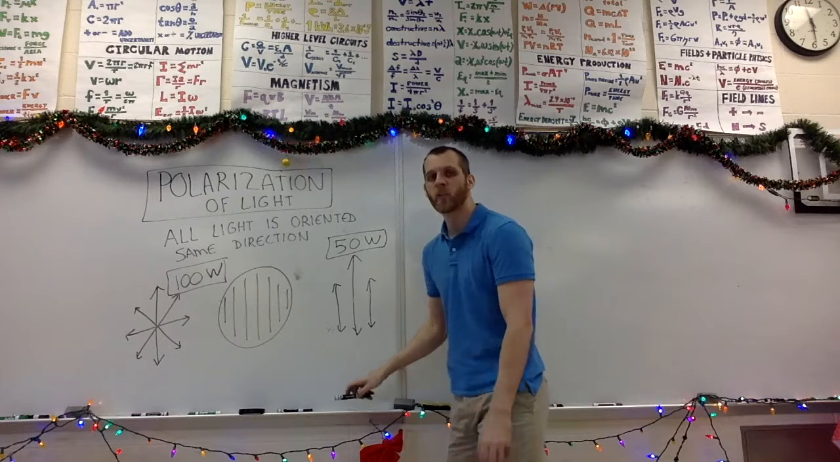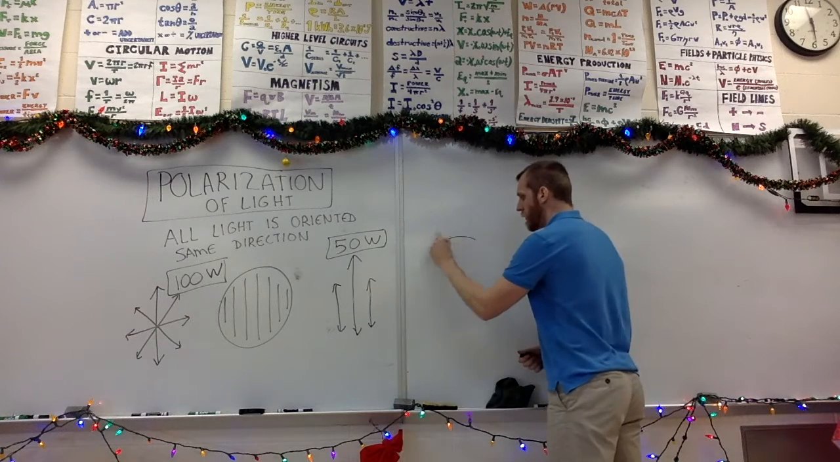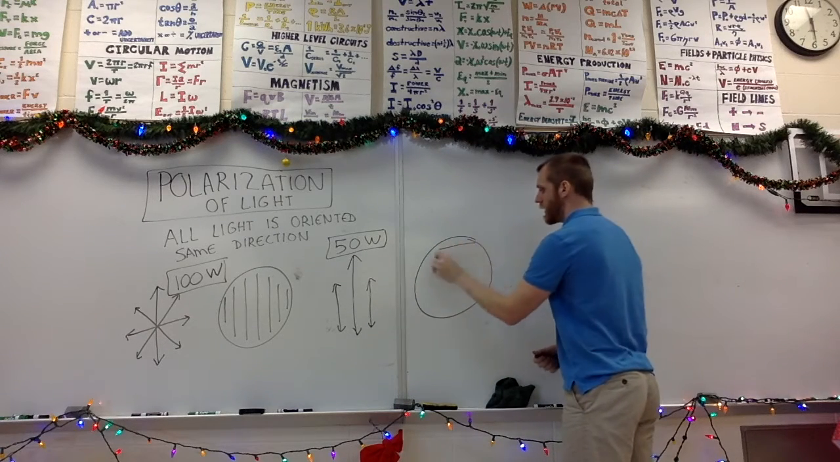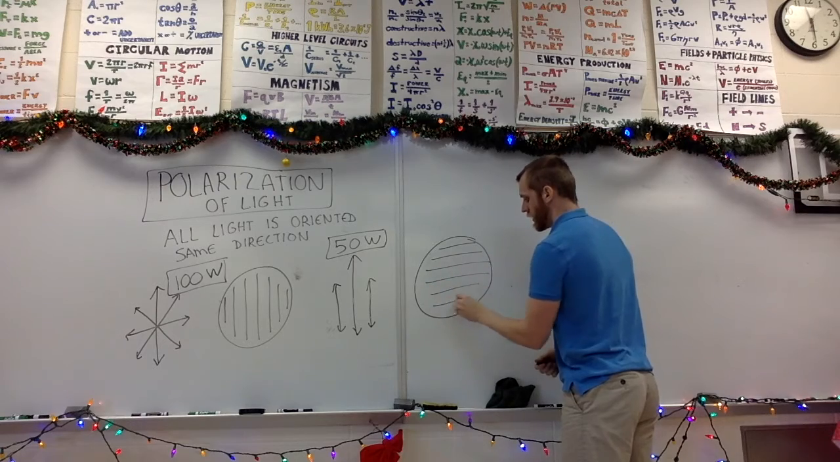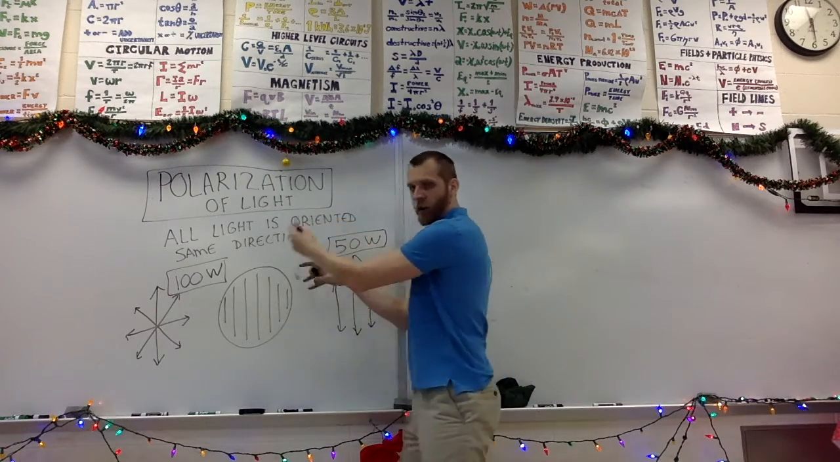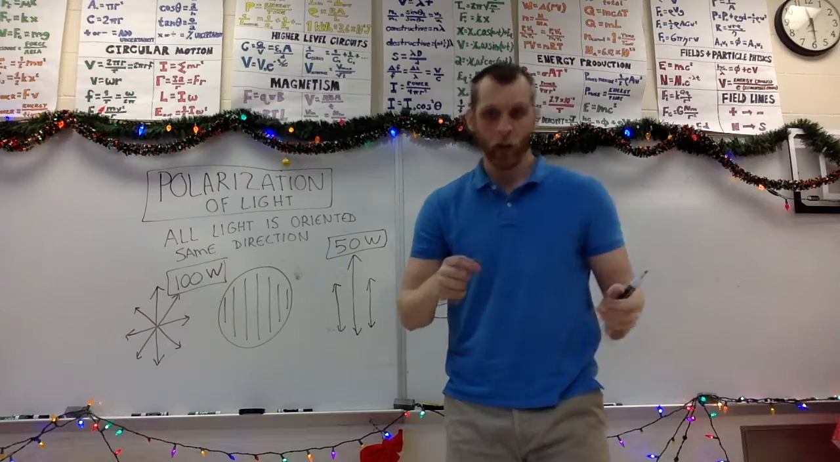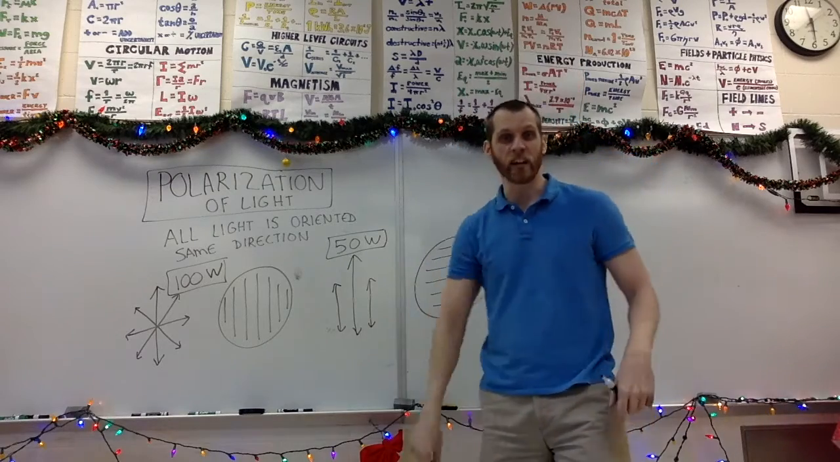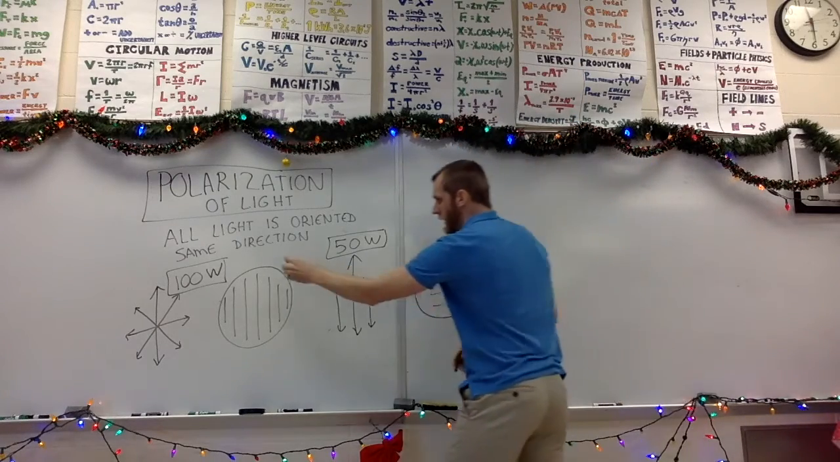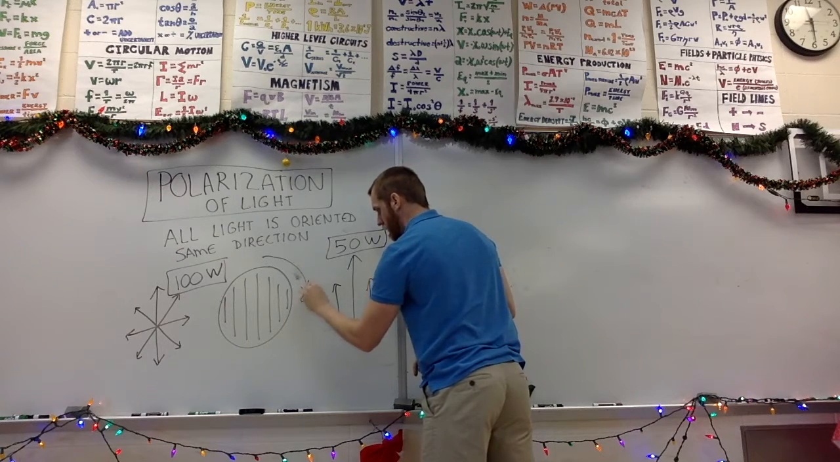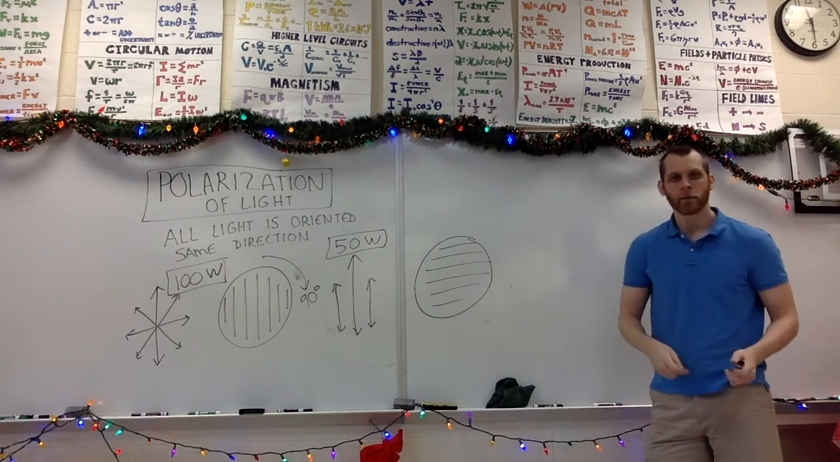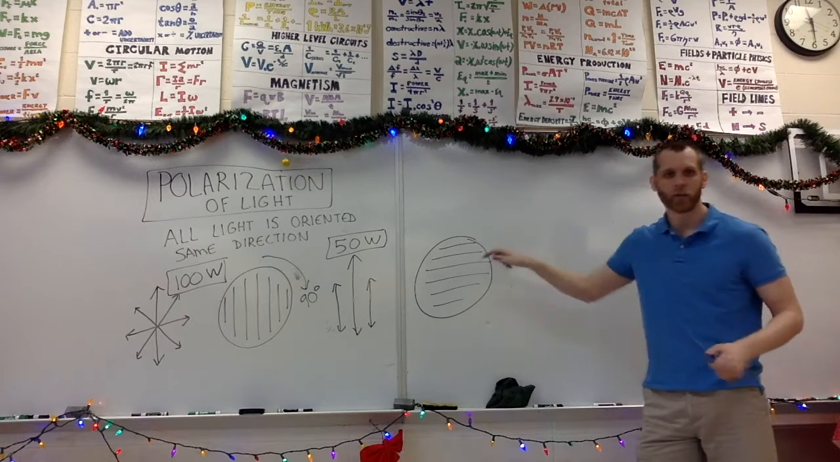Let's put it horizontally. So now we have a polarizer over here, and all the lines are facing this way. So we rotated this polarizer 90 degrees, or pi over 2 radians, for those of you that like radians. We rotated it by 90 degrees, and we get this. Or we rotated a second polarizer by that much.